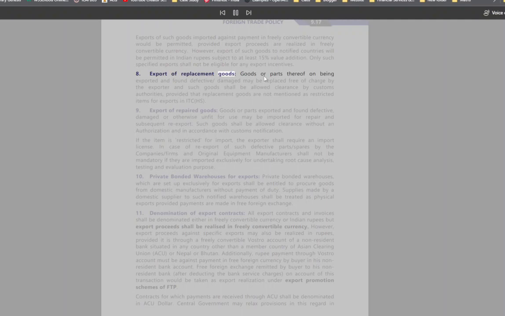8. Export of replacement goods. Goods or parts thereof on being exported and found defective/damaged may be replaced free of charge by the exporter, and such goods shall be allowed clearance by customs authorities, provided that replacement goods are not mentioned as restricted items for exports in ITC, HS.